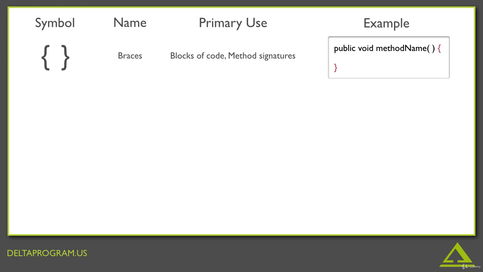As you can see here from the example, with the braces highlighted in red, there's an opening brace and a closing brace. Sometimes they won't be on the same line, but between them contains a single block of code.